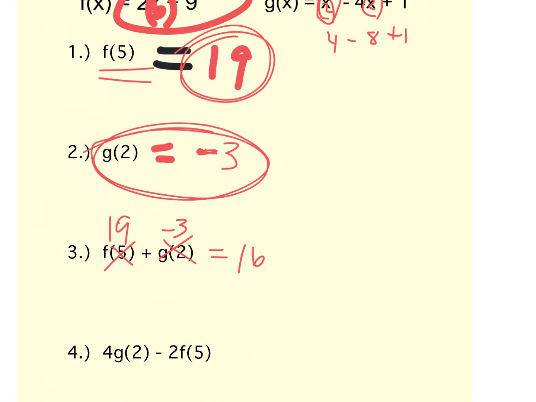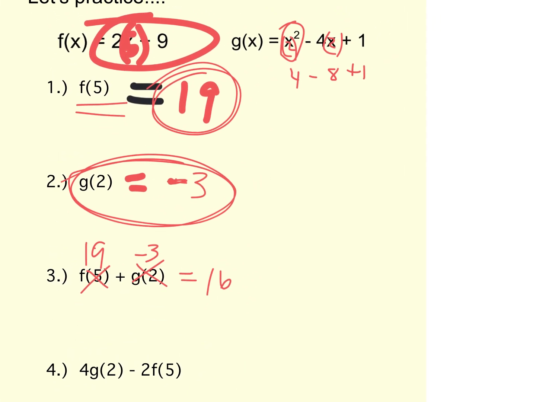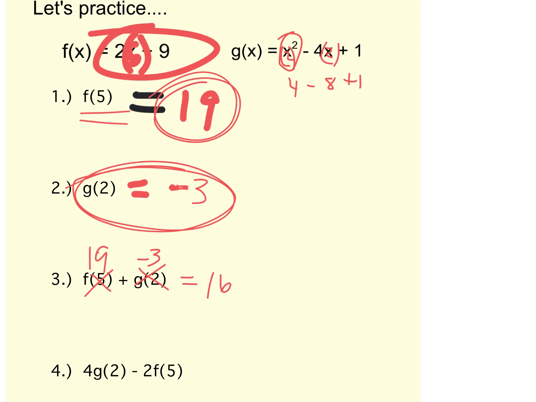All right. Then this is like the most difficult one we would have on the test. See if you can do 4 g of 2 minus 2 f of 5. Again, we already know g of 2. You already figured it out. Will Perry, what was g of 2? Negative 3. What was f of 5? 16. I think f of 5 was 19. I could be wrong. There it is, 19. You were thinking of the last answer there.